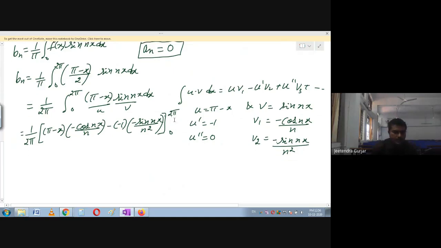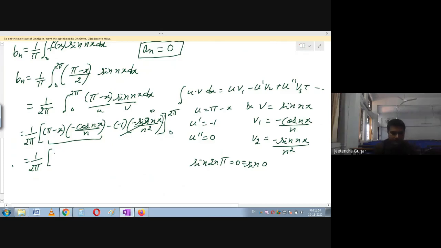Okay, now you can simplify this, students. This is equal to 1 upon 2 pi. Now, if you simplify this value, please remember once again that sine 2n pi is equal to 0, and if you put sine 0, it is also 0. Means if you put 2 pi in this sine, it is 0, and even if you put 0, it is also 0. It means only this value remains. Substitute 2 pi and 0, one by one.